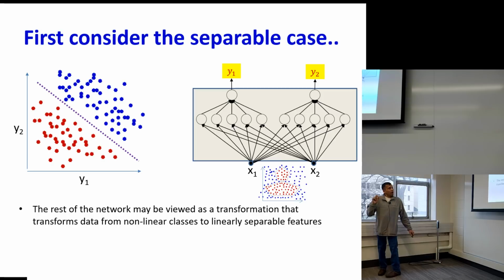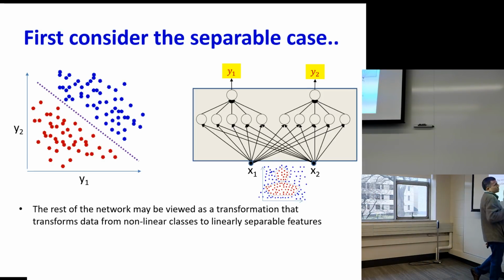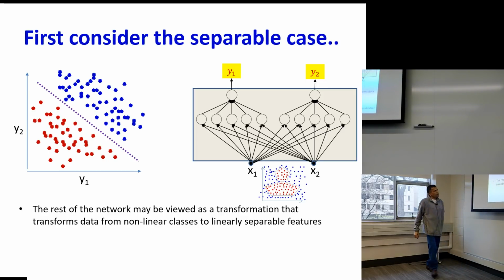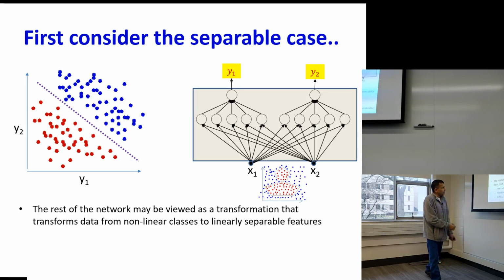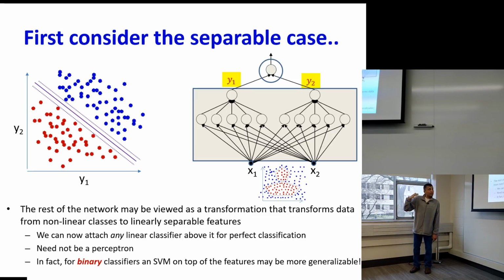Anyway, what we mean is I can think of this whole network as two components. The first is the output, which actually performs the classification, and everything below the output is a transformation that transforms data from non-linearly separable classes into a space where the classes are now linearly separable. So once I do that, at the y level, the data are linearly separable, and I can attach any linear classifier.